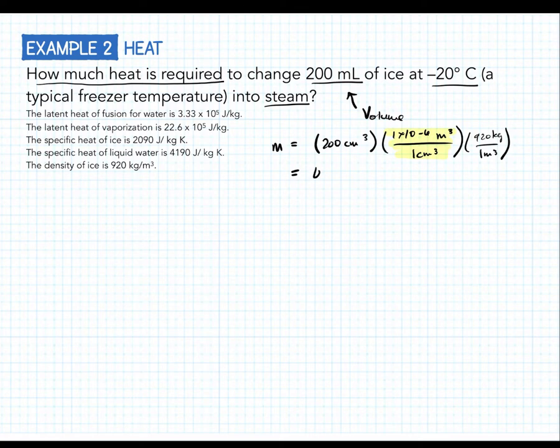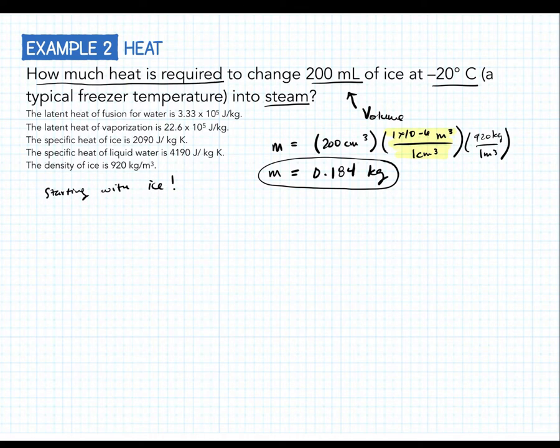So this becomes 1 meter cubed over 1 times 10 to the 6th centimeters cubed. When you actually do this out, you get something like 0.184 kilograms. Now we have our mass and we can begin the actual problem. We're going to have several stages. If we start with ice at negative 20 degrees, first we have to warm it to 0. That takes an amount of heat. That's a temperature change. Then what?